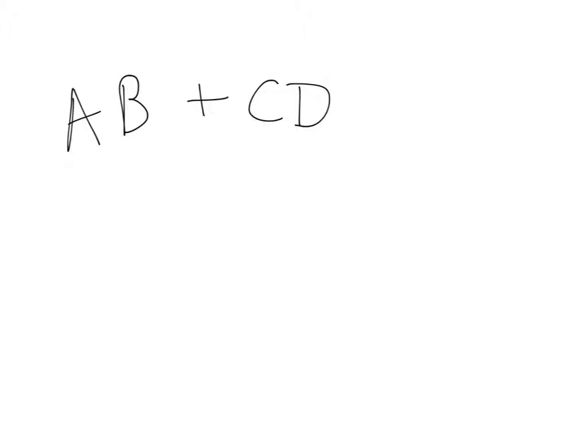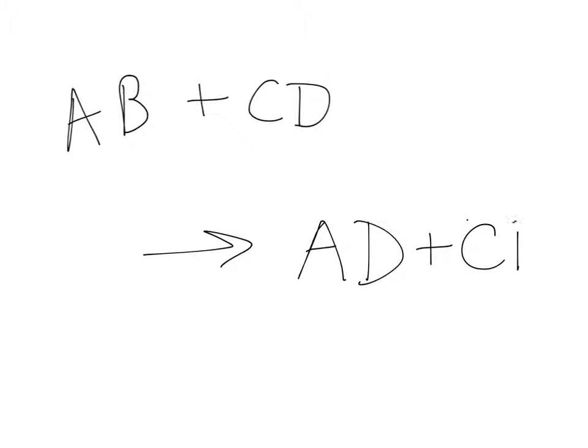Now, when it comes to naming precipitates, it's quite straightforward, although people often make a mess out of it. If we break it down to A, B and C, D reacting together, we would then see the products AD plus CB. The first part of the name stays the same. The second part of the name swaps over.